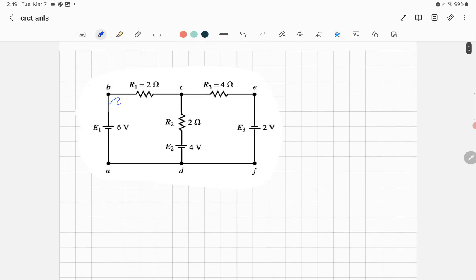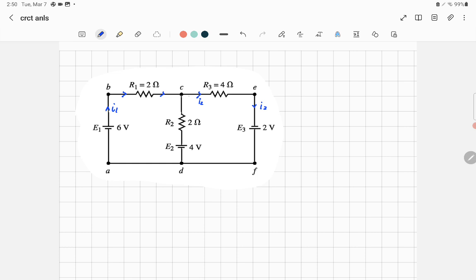we'll say that the current in this branch is I1, and of course it will be the same current in the same branch. It means the current I1 flows in the battery E1 and in the resistor R1. That's I1. Let's assume the current in the other branch is I2, in this direction. So it will be the same thing, I2 in this one.